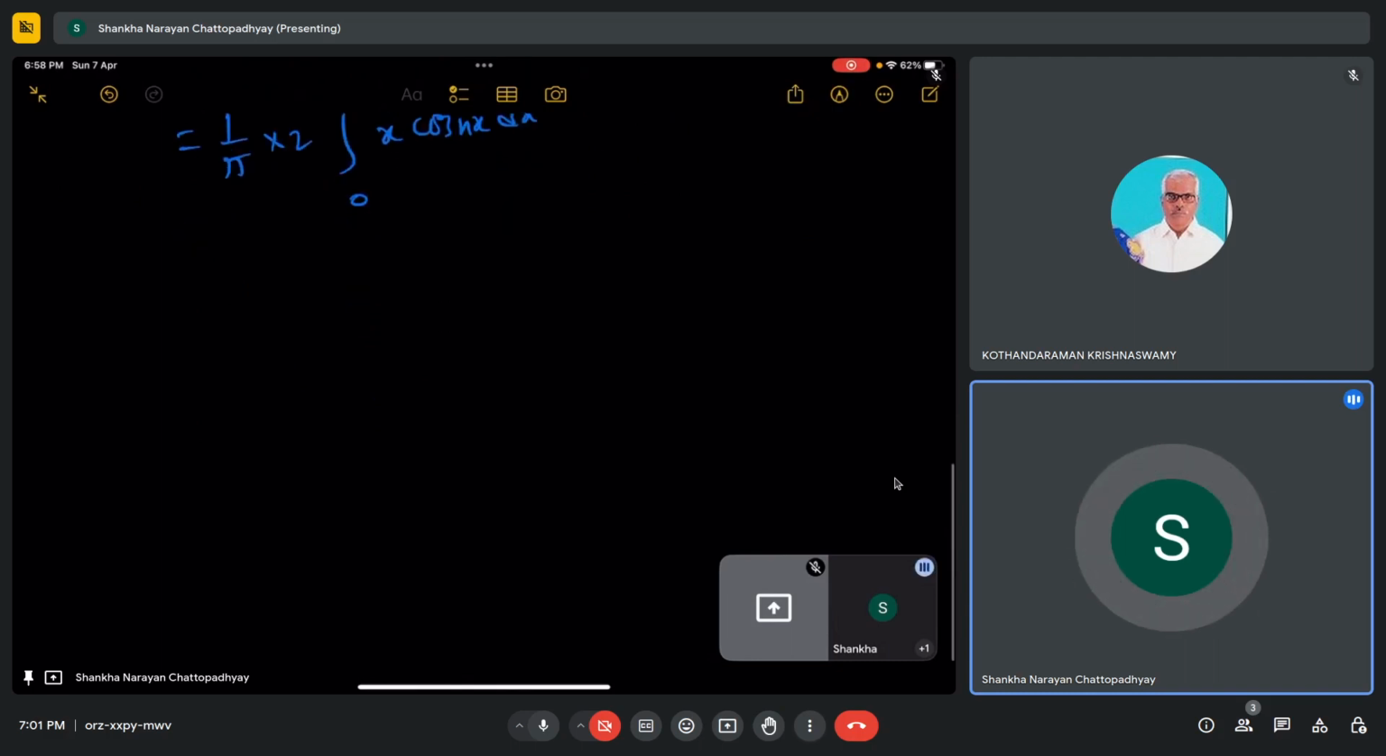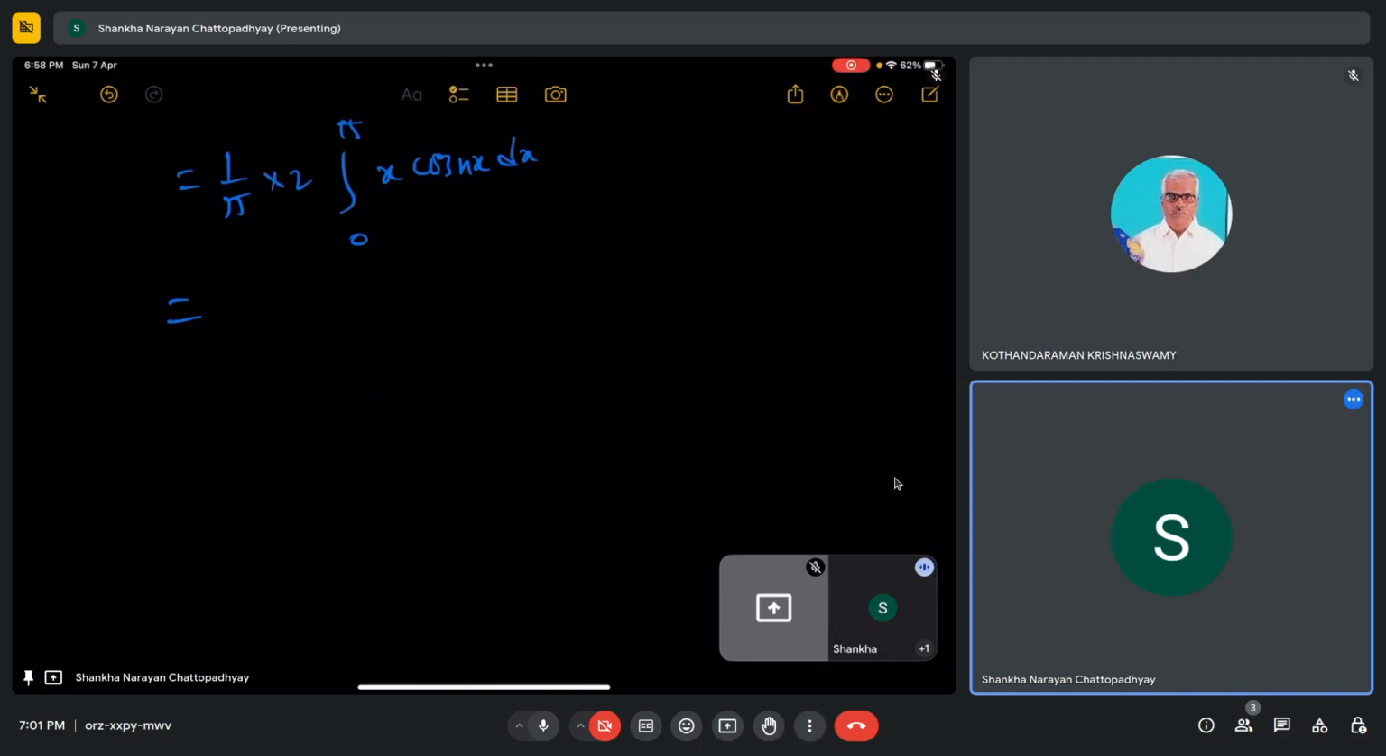Now how to solve this? Integral of mod x cos nx dx. How to solve this? Kothandam sir, can you tell me how to solve? We have to use the chain rule here.